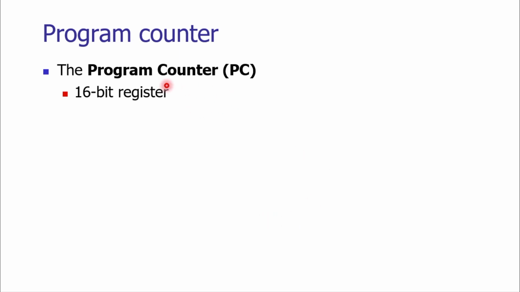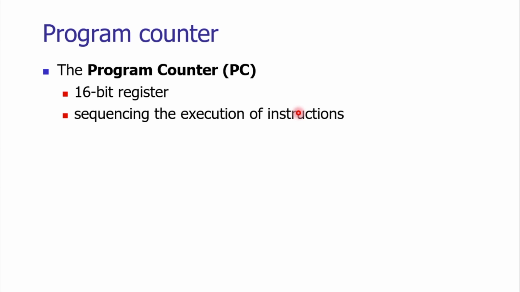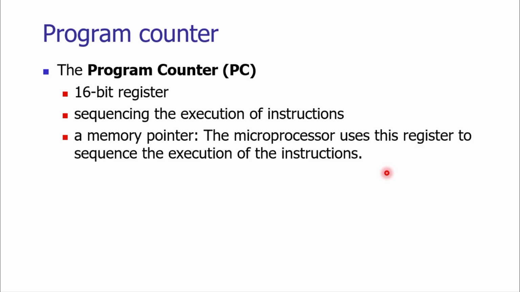Now what is the significance of the program counter? Program counter is a 16-bit register and it executes the sequence of instructions. So whatever instructions are written in the program would be executed as per the sequence given by the program counter. The name itself suggests it is counting the steps, and it is instructing the processor to go for the next step to execute the instruction.